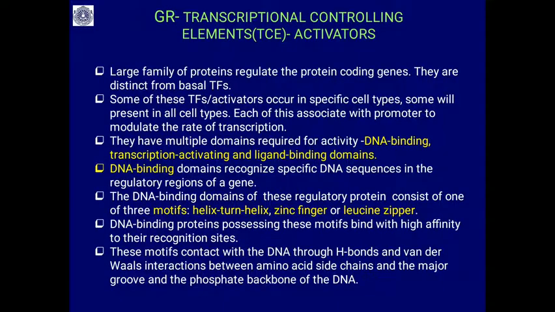All these activators are a large family of proteins that regulate protein coding genes. They are distinct from the basal transcription factors. Some of these transcription factors are activators that occur in specific cell types, while some are present in all cell types. Each of these is associated with the promoter to modulate the rate of transcription. They have multiple domains, as I said: DNA binding domain, transcription activating domain, or ligand domain. So these are different transcription factors.